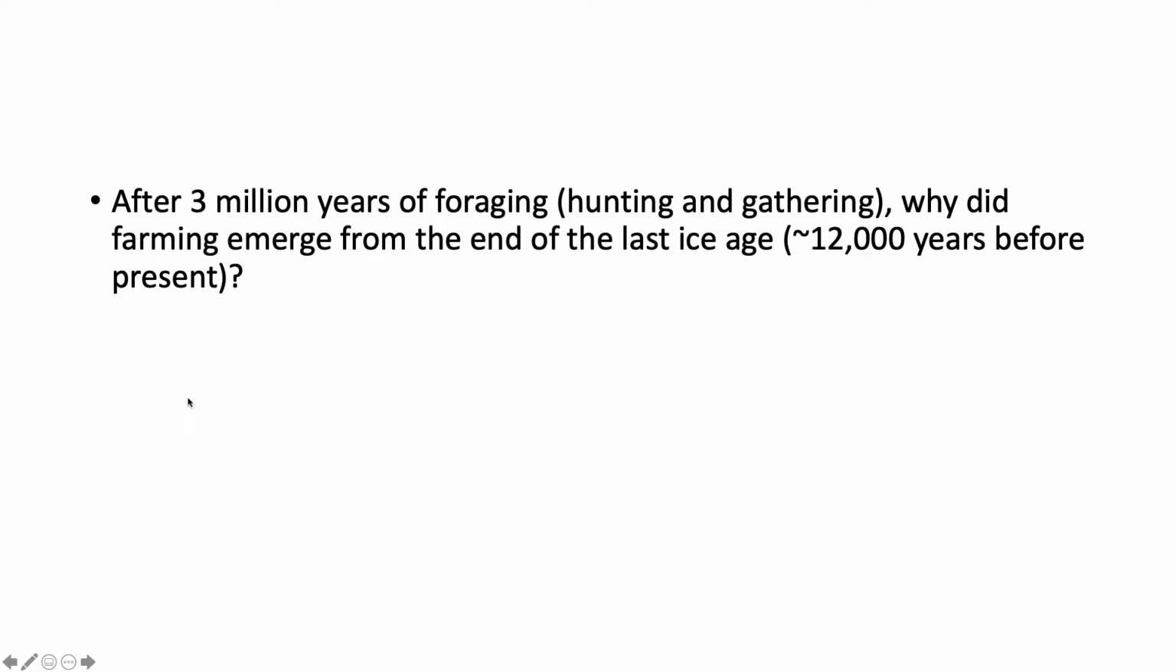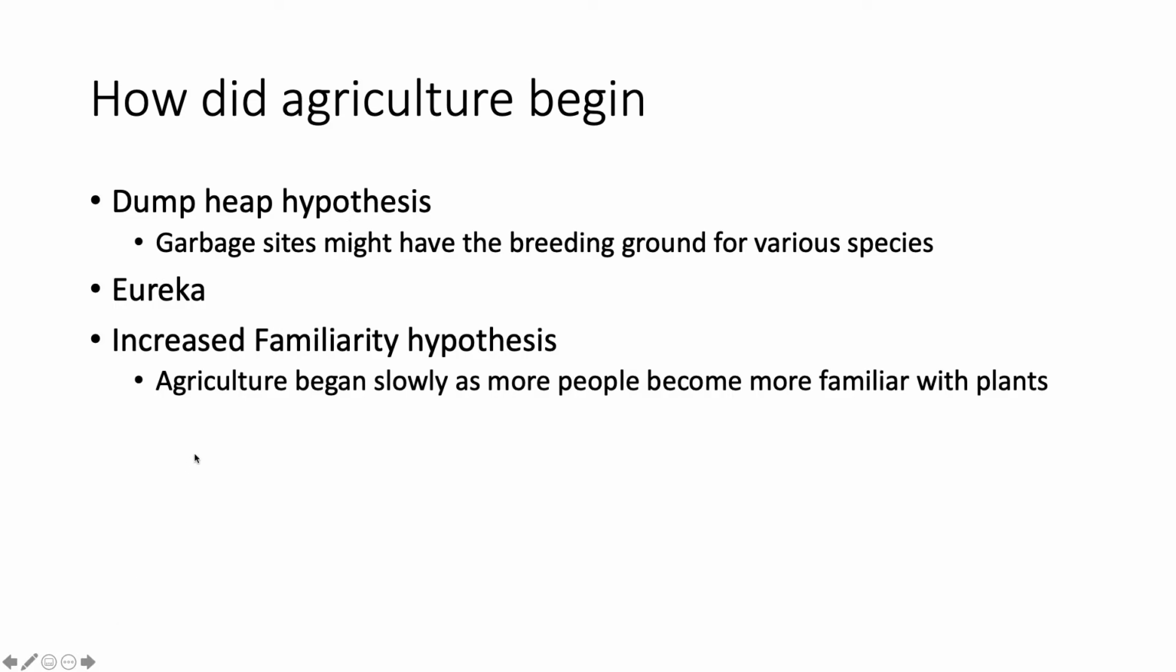Now, another question. After 3 million years of foraging, wow, that was so long, 3 million years of foraging, hunting and gathering, why on earth did farming emerge at the end of the last ice age, 12,000 years before the present? That's a very interesting question. 3 million years of experience in hunting and gathering, and then suddenly people started farming. Why? So there are several hypotheses for this.